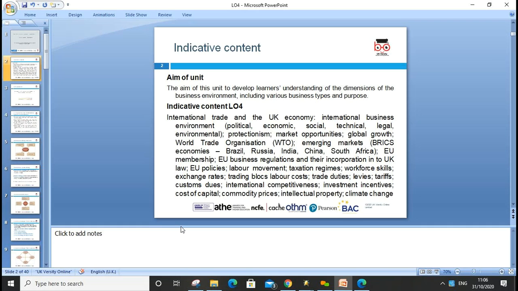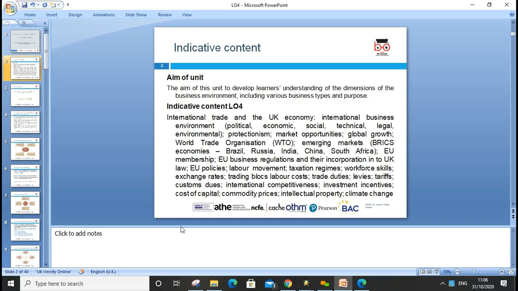So market opportunity, which will go through global growth, the WTO, the World Trade Organization, and its role in emerging markets. The huge emerging markets are Brazil, Russia, India, China, and South Africa. Those are fast growing markets, and they have an economic growth rate of around 5% plus.